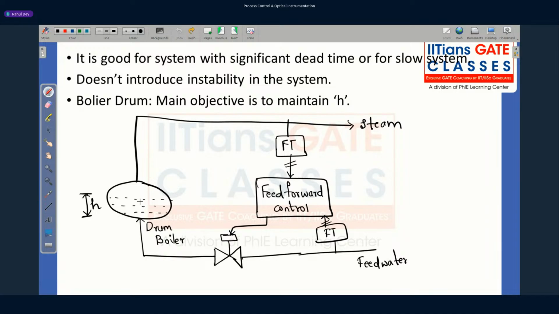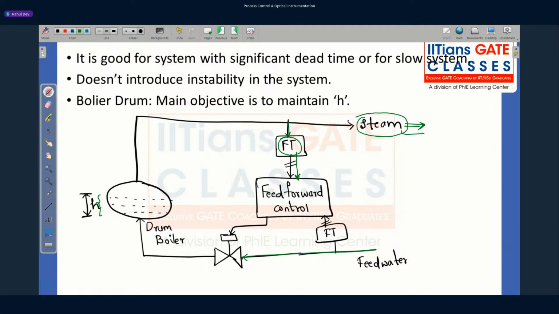Now suppose in a thermal power plant we require steam, basically to maintain the flow inside the turbine, to maintain the rotation of the turbine. If suddenly there is a spike in power, the power generation requirement will increase, so the steam requirement will increase. The moment steam increases, what will happen? There will be a flow transmitter that senses that the steam requirement is getting higher. Immediately it will send a signal to the feed forward control to increase the feed water. So the level of this boiler drum will be maintained at H, at a constant level.